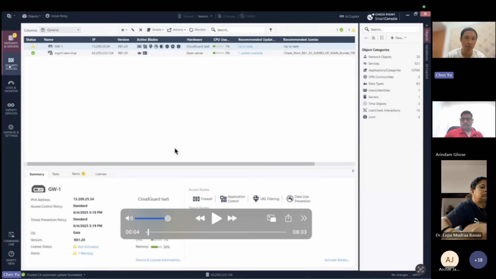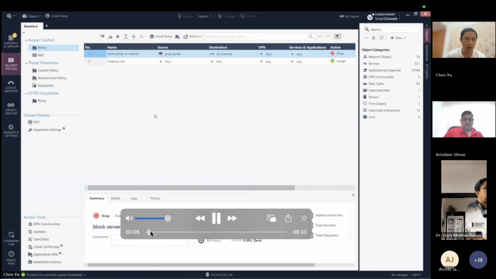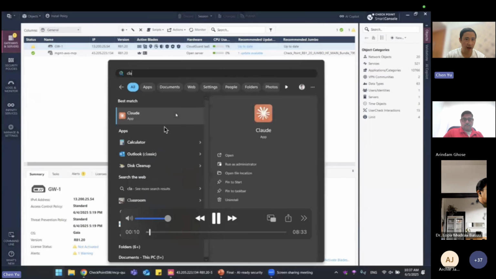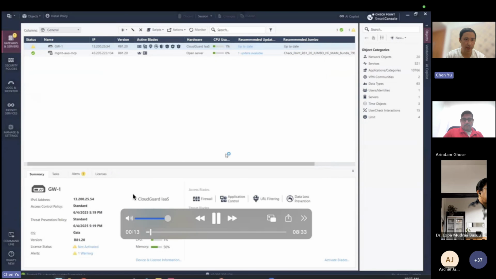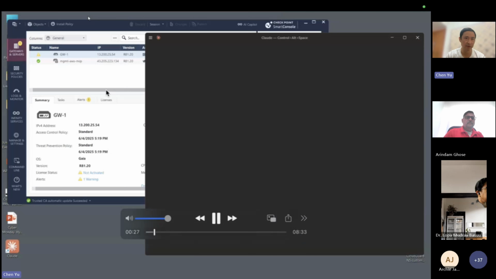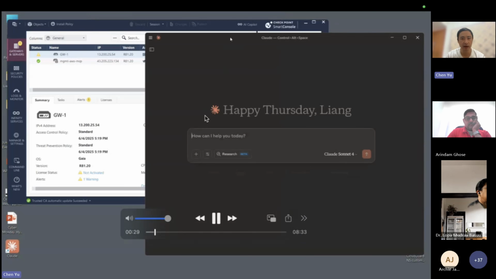I just recorded the demo because I want to make things smooth. So this is what I have: my management server, and a firewall deployed in Azure. This is my management server, and I have some policy here. Then I just open Claude on my desktop, and this has been integrated with the MCP server. So what I can do right now is ask questions regarding my firewall from my chatbot.